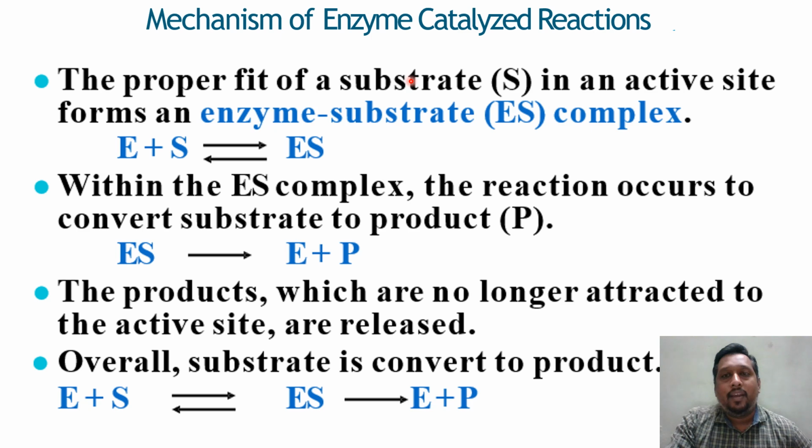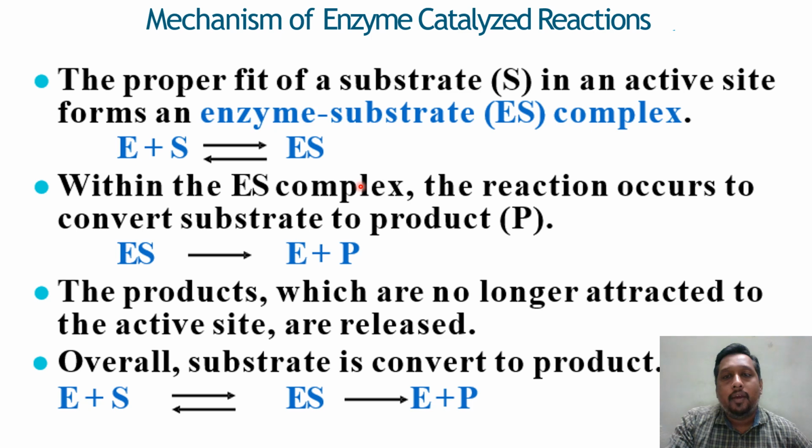Mechanism of enzyme catalyzed reactions. A couple of slides earlier I showed you a cartoon of how a substrate fits into the active site of an enzyme and delivers the product. Now let us look in detail at the mechanism of enzyme catalysis. The proper fit of a substrate in an active site forms an enzyme substrate complex, ES. E is the enzyme and S is the substrate. So E plus S form the ES, and they will be in equilibrium.